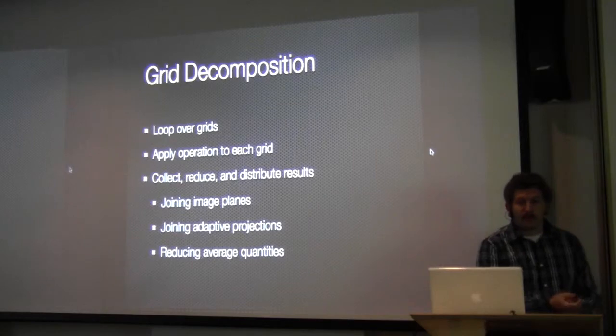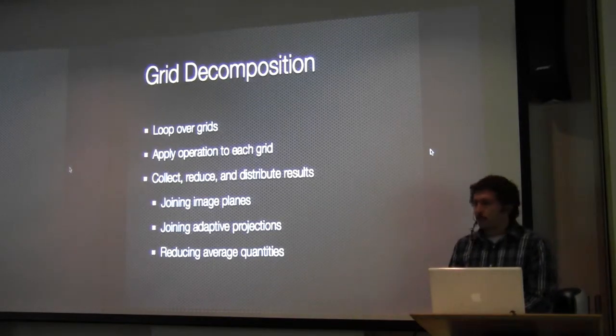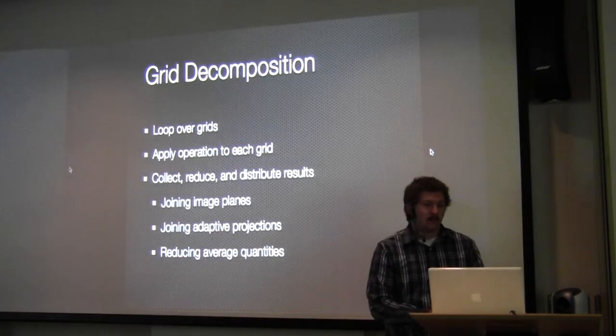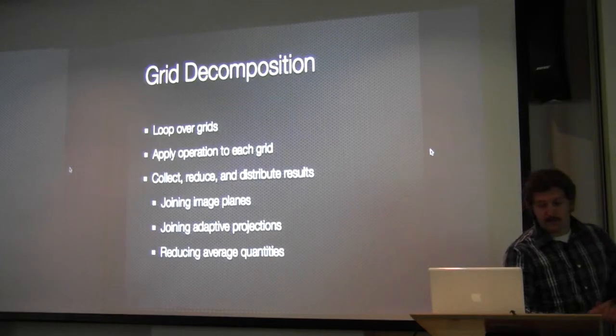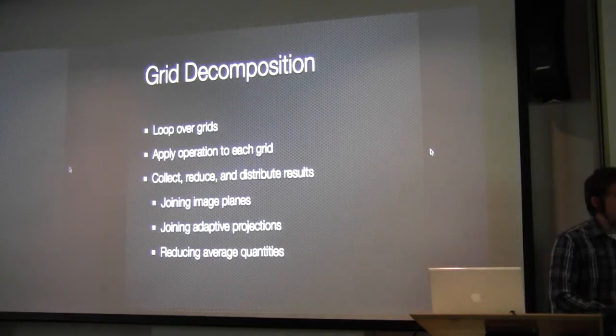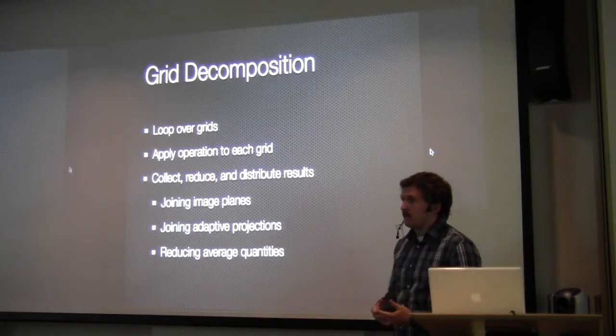This is where you loop over the grids, you apply some operation to that grid, and then you collect, reduce, and distribute the results to all the processors. This means that you might be joining image planes, you might be joining these adaptive projections that YT makes, you might be reducing average quantities and derived quantities.